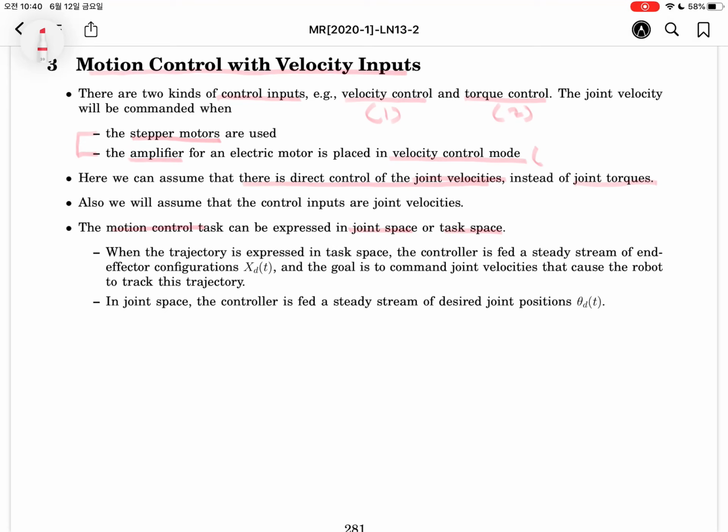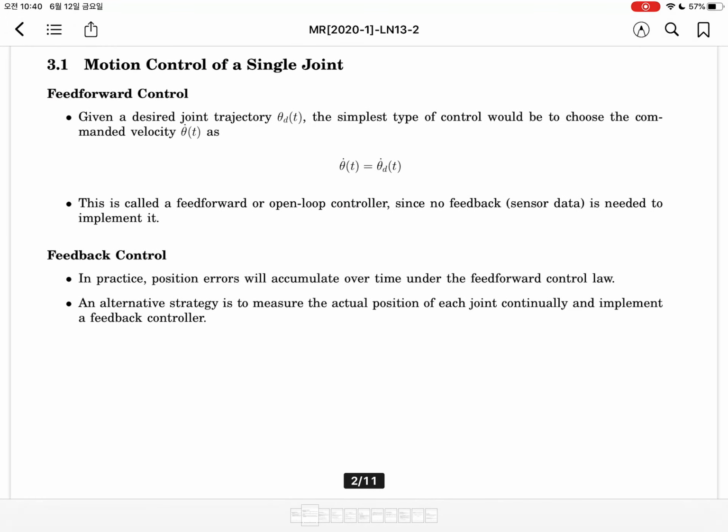In the case of joint space, it's not difficult, but in the case of the task space, we will use the twist concept and also the joint map to make the error in task space.